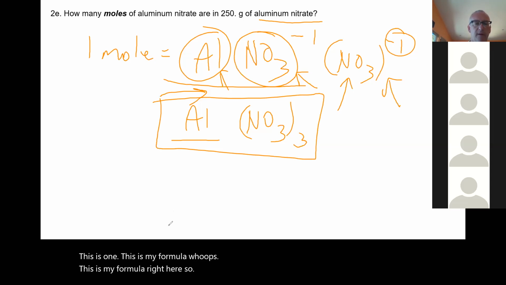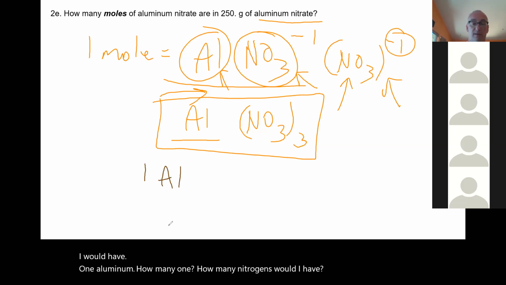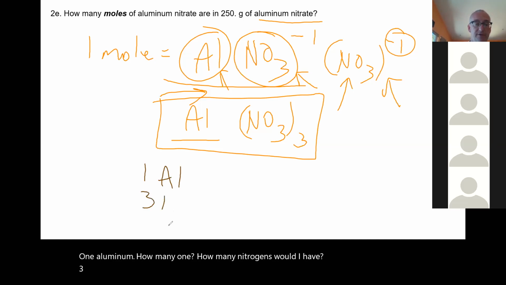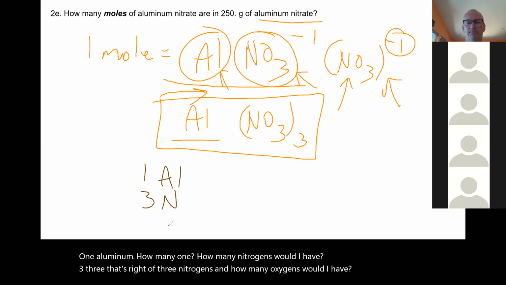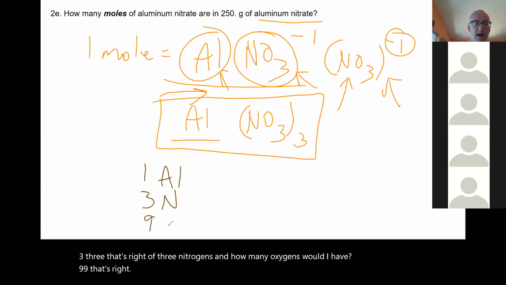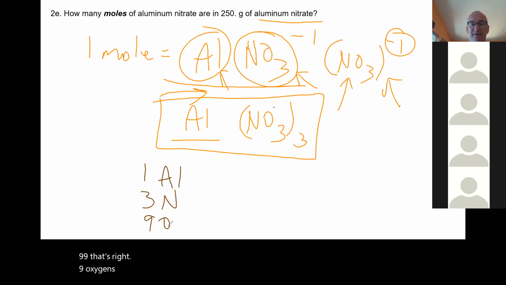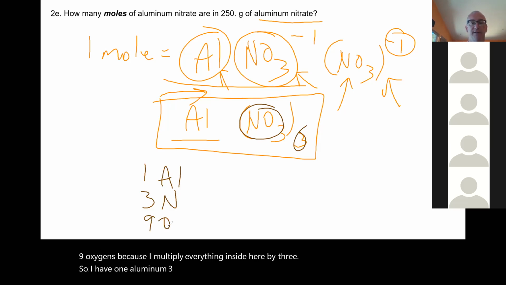So I would have 1 aluminum. How many nitrogens would I have? 3. 3, that's right. I have 3 nitrogens. And how many oxygens would I have? 9, that's right. 9 oxygens, because I multiply everything inside here by 3. So I have 1 aluminum, 3 nitrogens, and 9 oxygens.